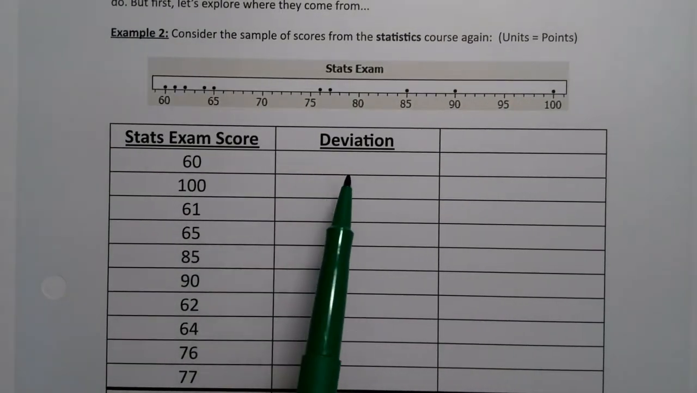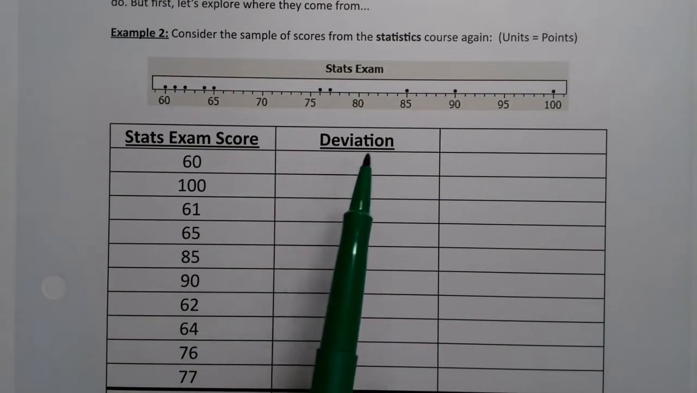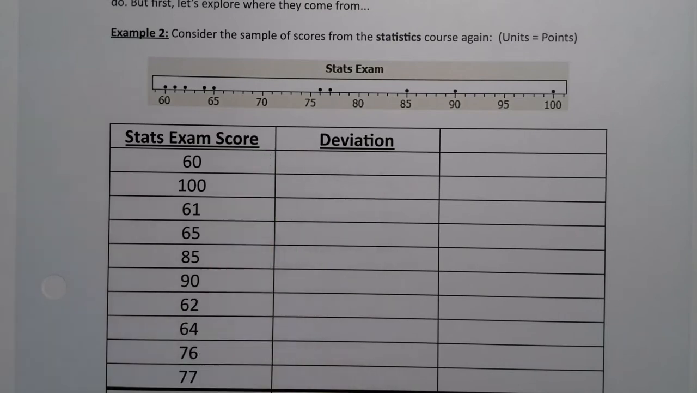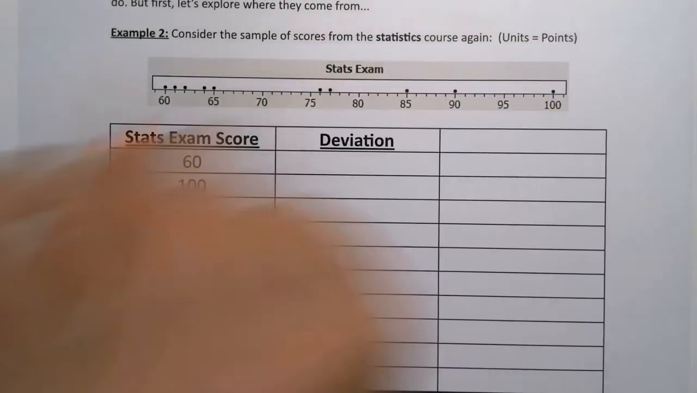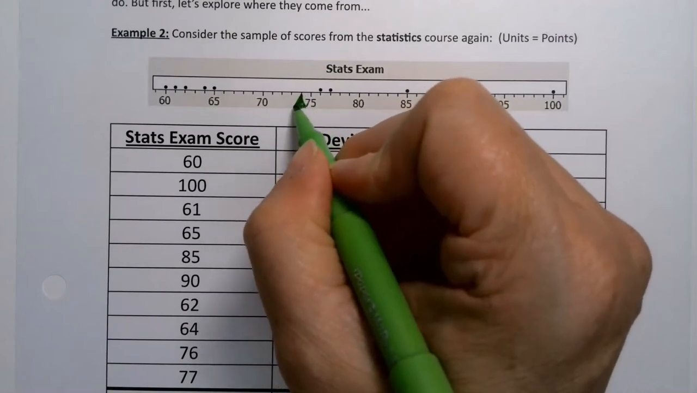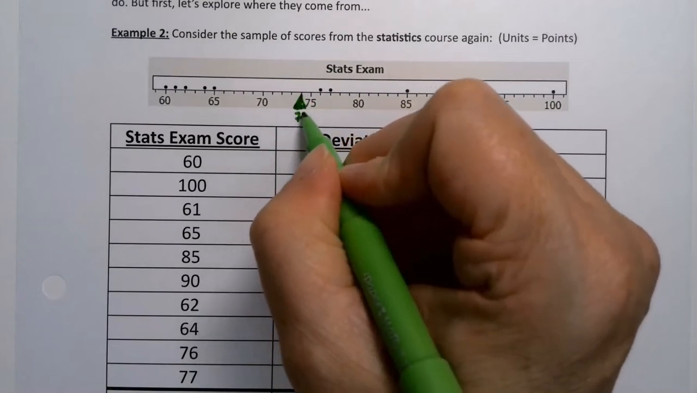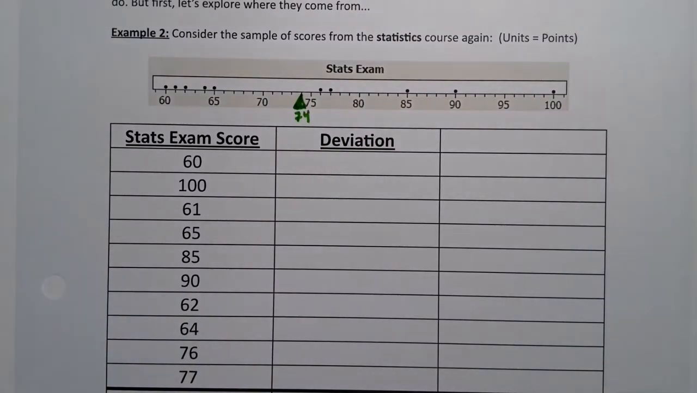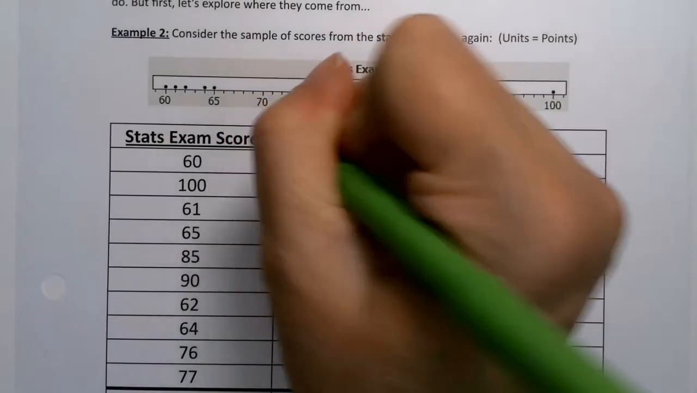Now, the deviation is the deviation from the mean. It's how far away you are from the mean. Now, remember, the mean was at, oh, we did it in green. I remember now. It was at 74. It's right here. That was the mean. It was x bar, right? So x bar equals 74.